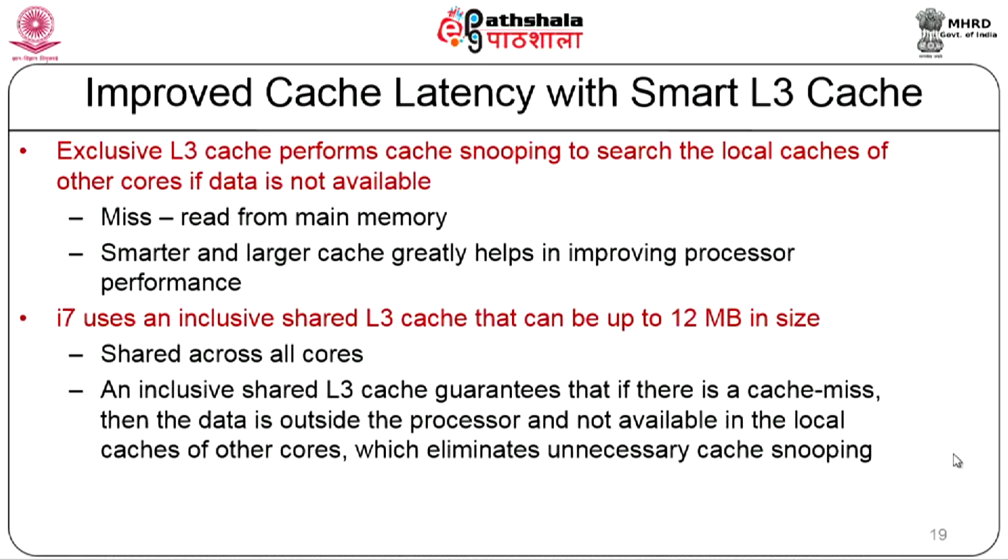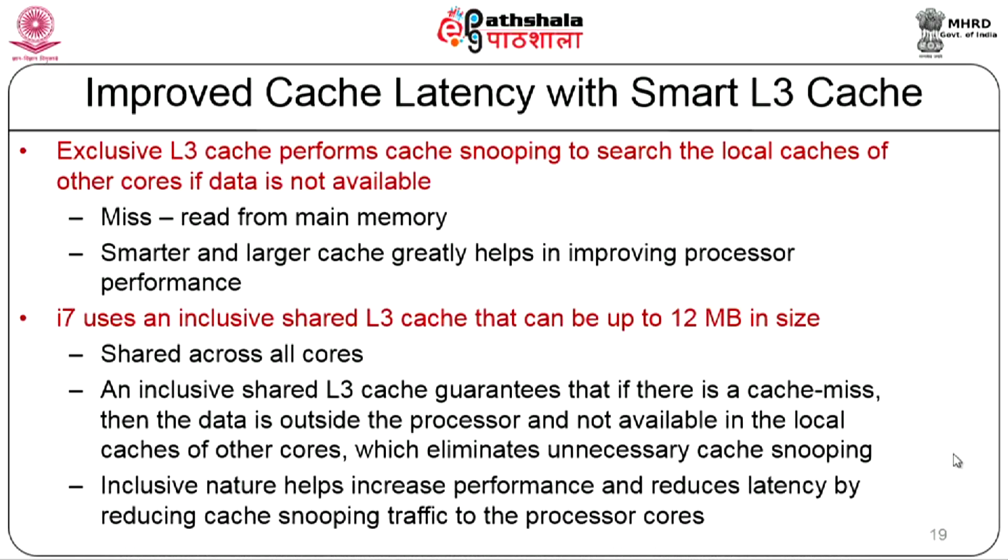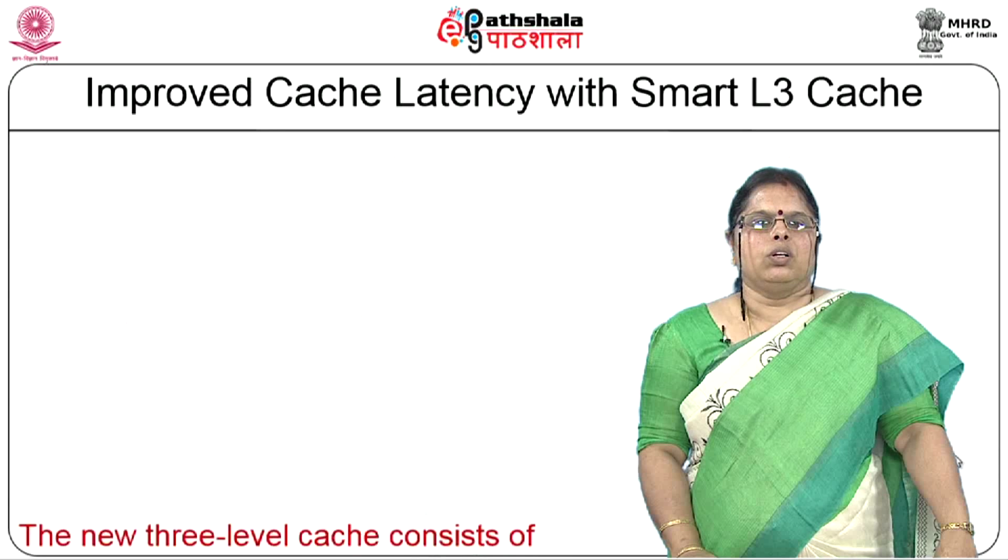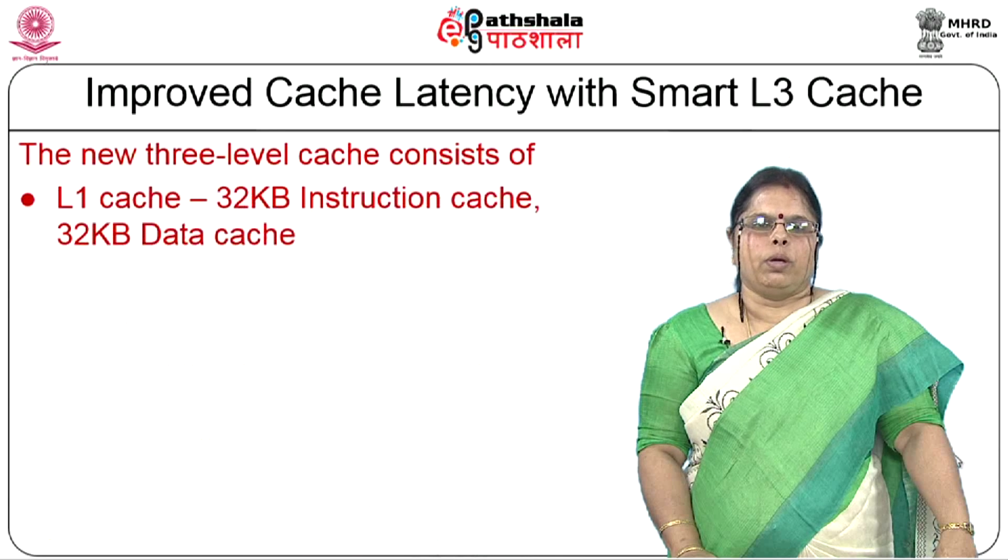So, the unnecessary snoops that you have to do are automatically reduced, and the L3 cache is shared across all cores, and an inclusive shared L3 cache guarantees that if there is a cache miss, then the data is outside the processor and not available in the local caches of other cores, which eliminates the unnecessary cache snooping. And the inclusive nature helps increase the performance and reduces latency by reducing the cache snooping traffic to the processor cores. So, this is the new memory hierarchy.